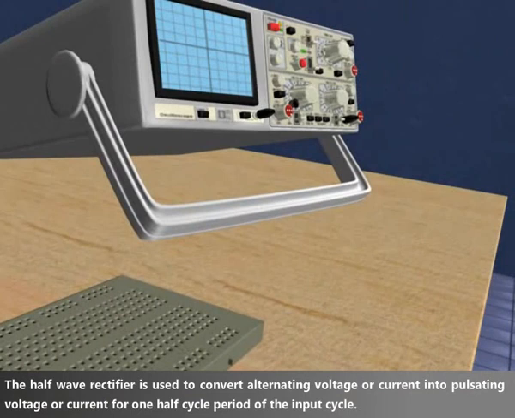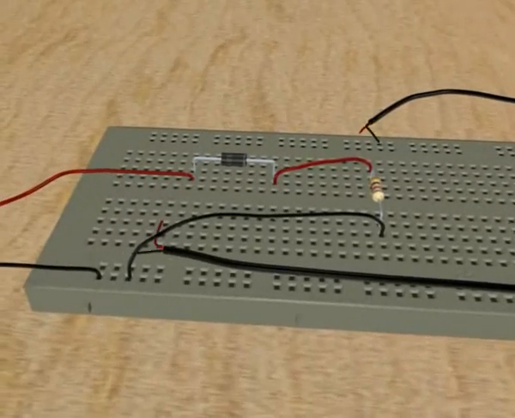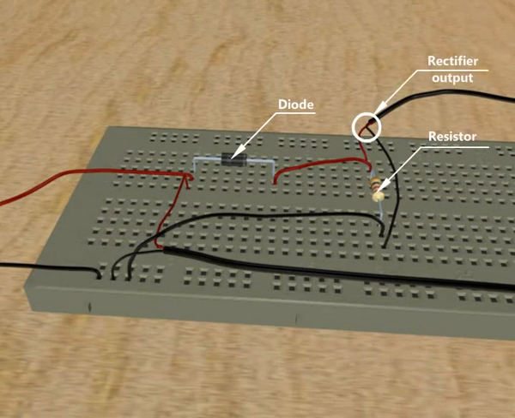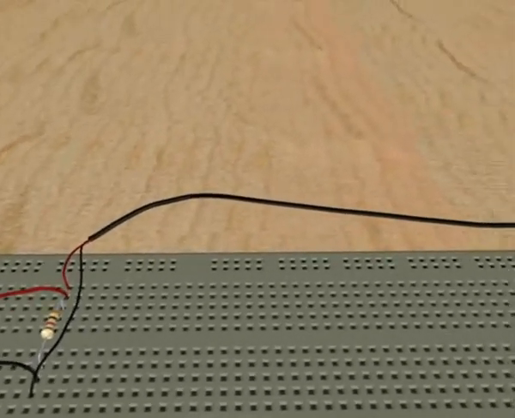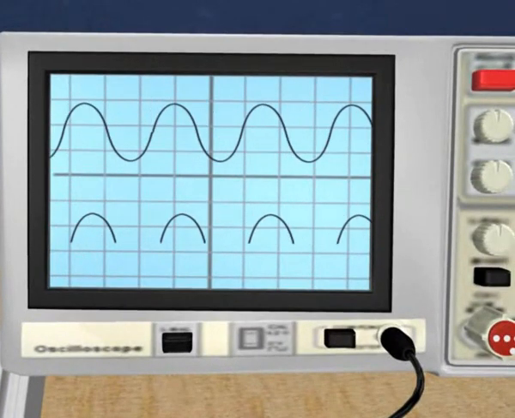The half-wave rectifier is used to convert alternating voltage or current into pulsating voltage or current for one half cycle period of the input cycle. Diode, resistor, rectifier output. The input signal and the rectifier output signal are shown in the CRO display.